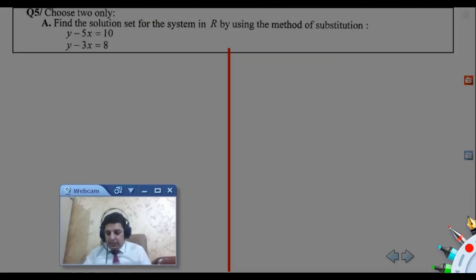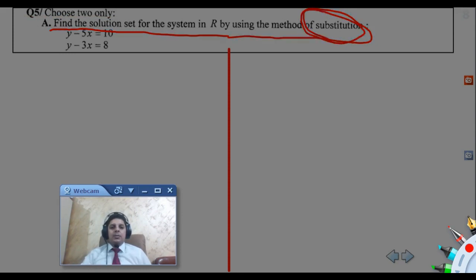Question 5 is very important. Find the solution of the system in R by using the method of substitution. Look at that, that is question 5. Choose two only. Part A is very important in simultaneous equations. Find the solution set for the system in R by using the method of substitution. He wants only this method of substitution.